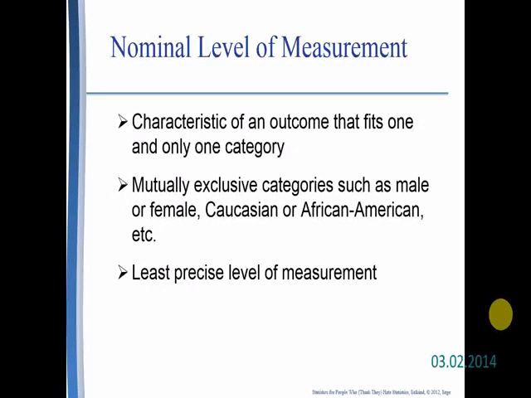But nominal, as the name implies, is a name. And the important thing about nominal measures is you want to be sure that they fit only into one category. So, for example, and one that I think is misused a lot is when there will be a race category that includes things like white, black, American Indian, Asian, and then will also include Hispanic. And it's confusing, and it's because they've attempted to make a nominal variable out of something that is not mutually exclusive.